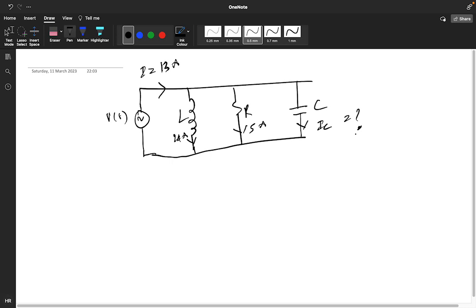Prasanna, what will be the answer? You have the branch currents, no? So what will be the current IC? Vaishnavi, Sharin, Guna. Prasanna, why are you taking so much time for this?